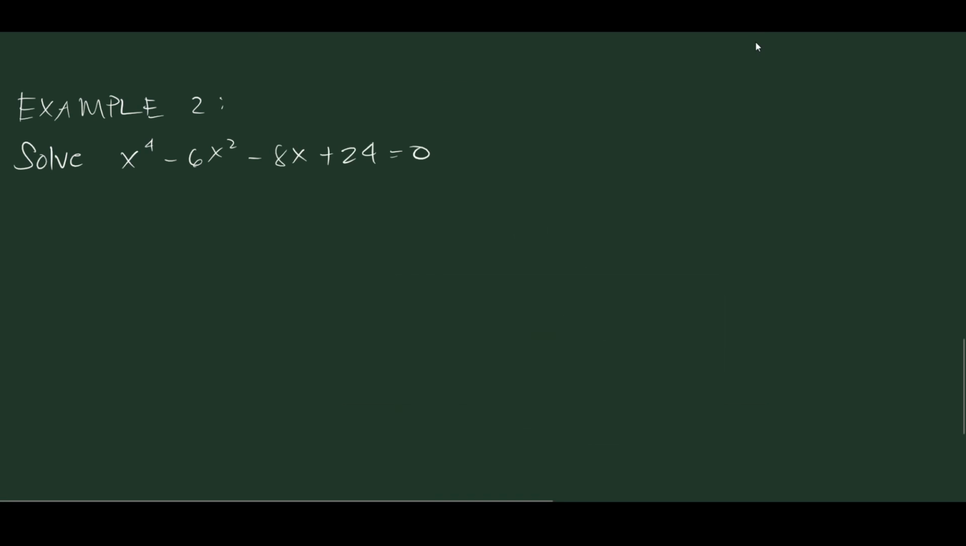Okay, hello everyone. Let us now solve a polynomial equation of degree 4. Let us apply what we've learned so far. We have here x to the fourth minus 6x squared. Notice that there is no cube term, so we're lacking the cube term here. Minus 8x plus 24 is equal to 0.